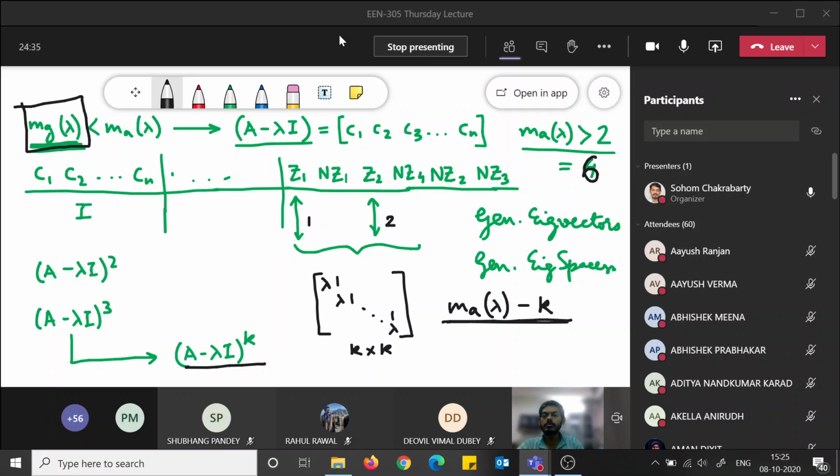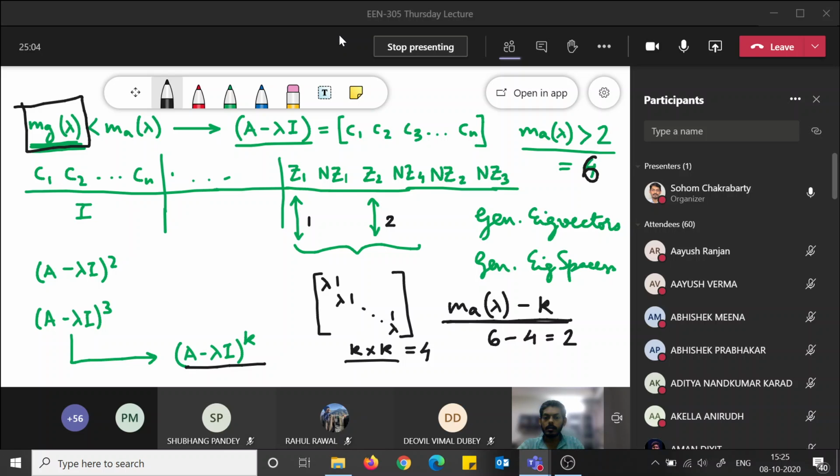In case your mg lambda is 2, then the problem becomes easy, because from mg lambda you will know how many Jordan blocks, and from x minus lambda to the power of k, you will know this k, the size of the largest Jordan block. Suppose this k is 4. That means the other Jordan block has size 6 minus 4 equals 2.